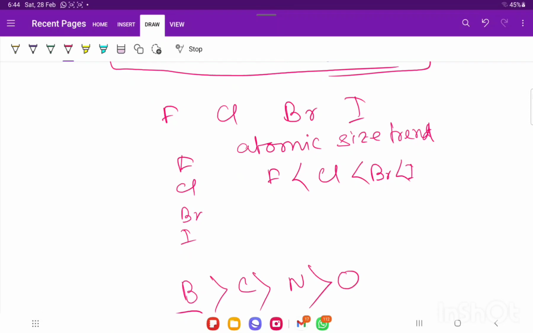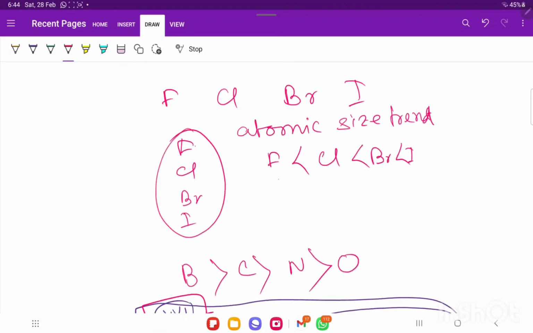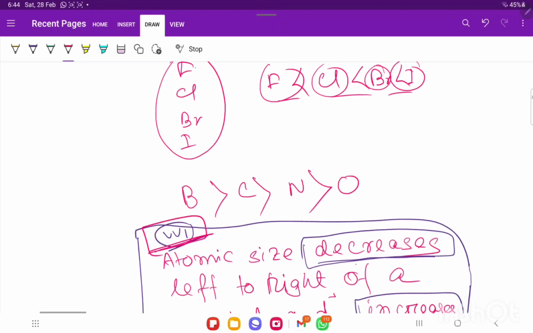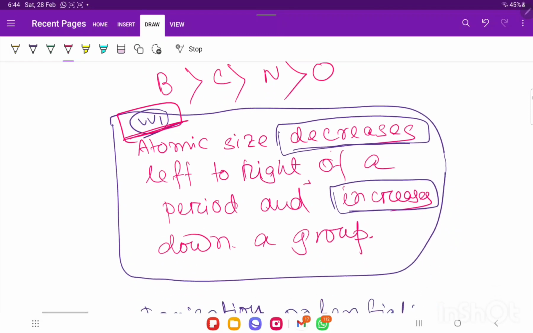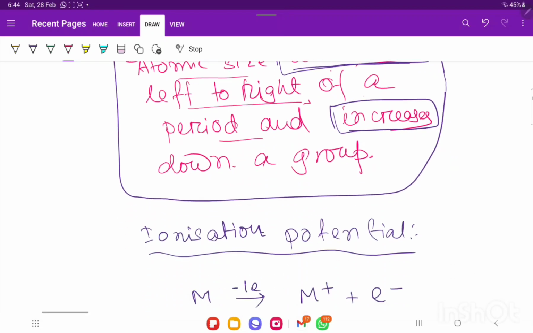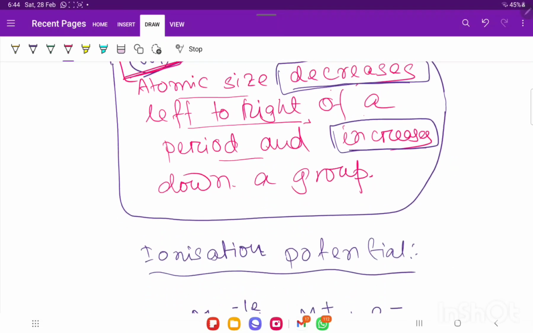If we compare fluorine, chlorine, bromine, iodine, the atomic size will increase from fluorine to chlorine, then bromine, then iodine. Now this is the final message from here: the atomic size decreases from left to right of a period and increases down a group, right? This is what it is for atomic size.